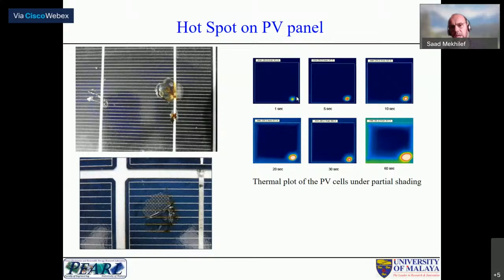You can see what happened after 1 second, and after 5 seconds the heat starts picking up. This is one cell in one panel. You can see the heat, and then it will start going through all the cells.